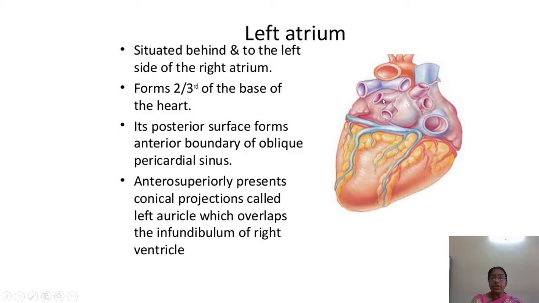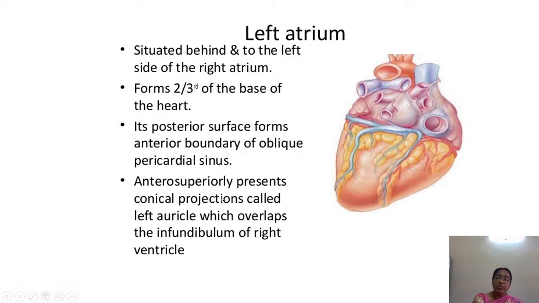I think you do understand, the Caldi sac or the oblique sinus is present behind the left atrium. Behind the left atrium, the sinus is present. So the left atrium forms the anterior boundary of your oblique sinus. That is all the meaning is.